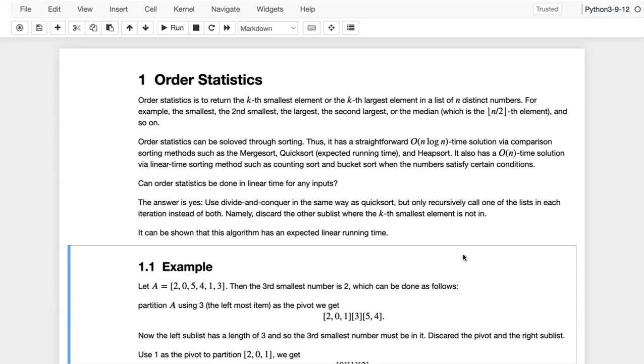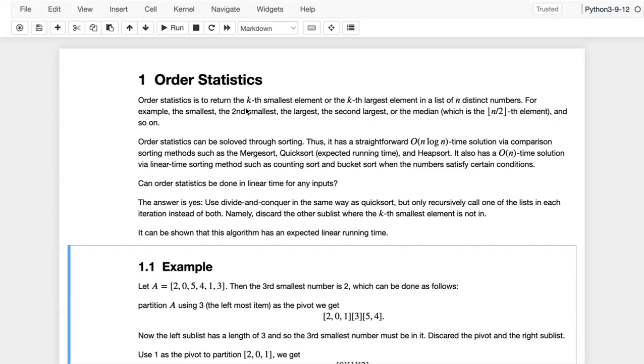Hi, everyone. In this video, I'm going to talk about order statistics. Order statistics is to return the kth smallest element or the kth largest element in the list of n distinct numbers. Please note that these numbers are distinct. So this k could be 1, 2, 3, for instance, and could also be the middle, the median, which is n over 2 with the floor. In other words, we may want to find the first smallest or the second smallest element in the list, or want to find the largest or the second largest, and so on.